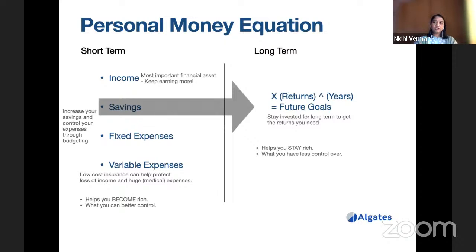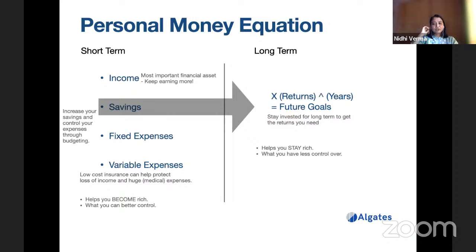And if at that point in time the market is down, then you don't have to liquidate your investments, and you can manage your personal finance through this money which you get from the insurance company. So this is what you can do. And then of course your returns will multiply over the years, and they will help you to meet your future goals. So stay invested for the long term to get the returns you need, and this will help you stay rich.